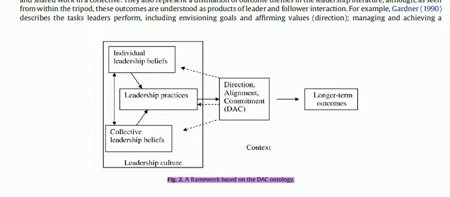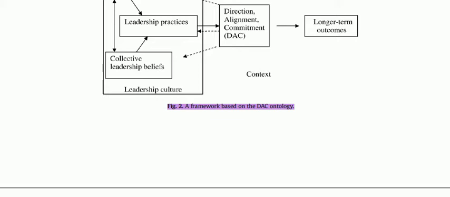We'll all understand where we're going. We'll all have some working practices that will create that alignment, and we'll be committed to it. And then I've got longer-term outcomes. So this is saying, I won't necessarily create value for the organisation until I've got that direction, alignment, commitment. And interestingly, I've got some feedback here. So I'm saying maybe whether I get direction, alignment, commitment will be a function of those leadership beliefs. So getting that belief in the system working seems to be quite important.